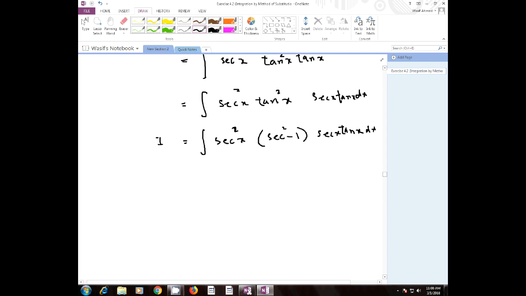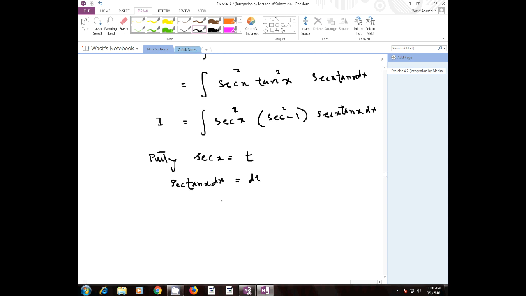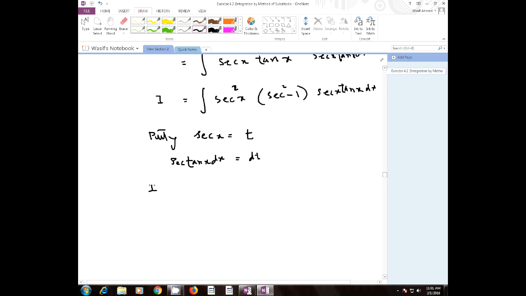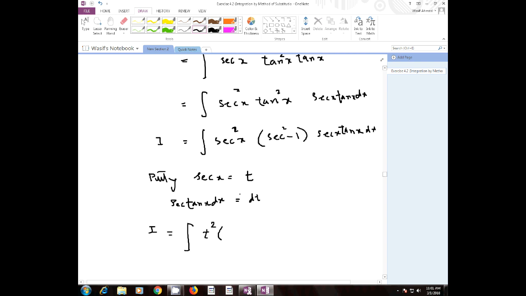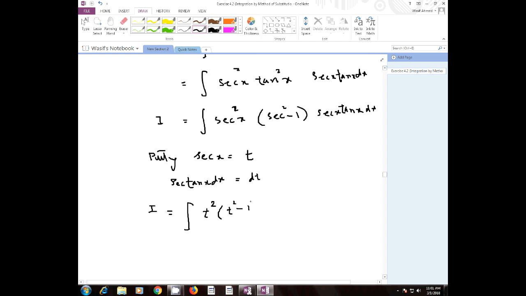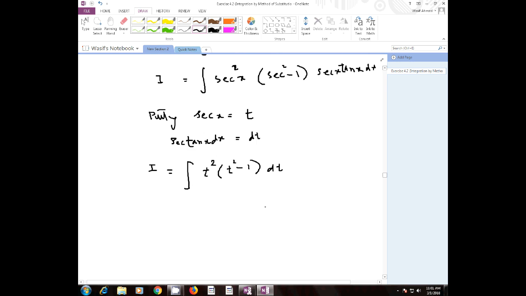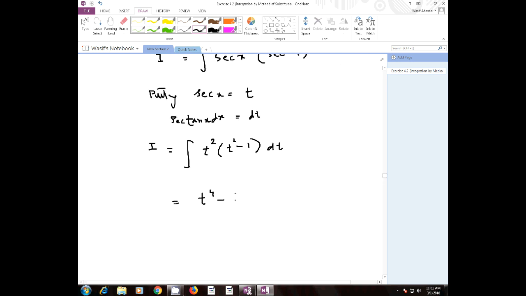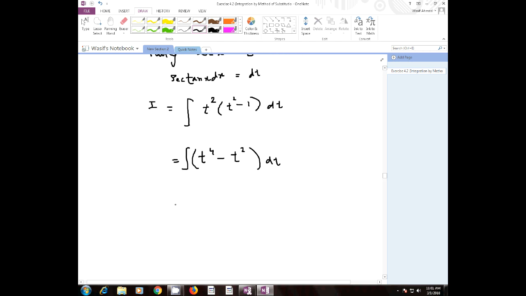Now you have to put secant x is equal to t, so that dt is equal to secant x tan x dx. Substitute these values back into the integral, you might get t square multiplied by t square minus 1 multiplied by dt. That is t raised to the power 4 minus t square dt. Just integrate it using the power rule.